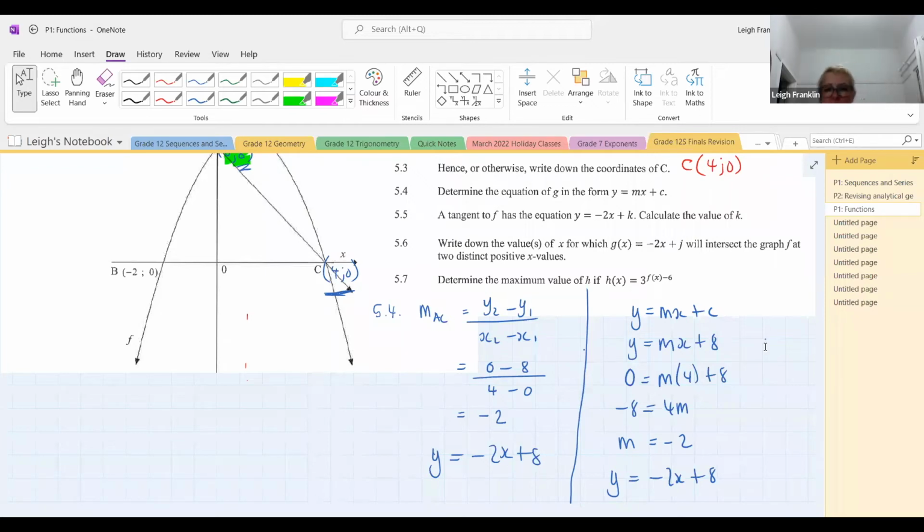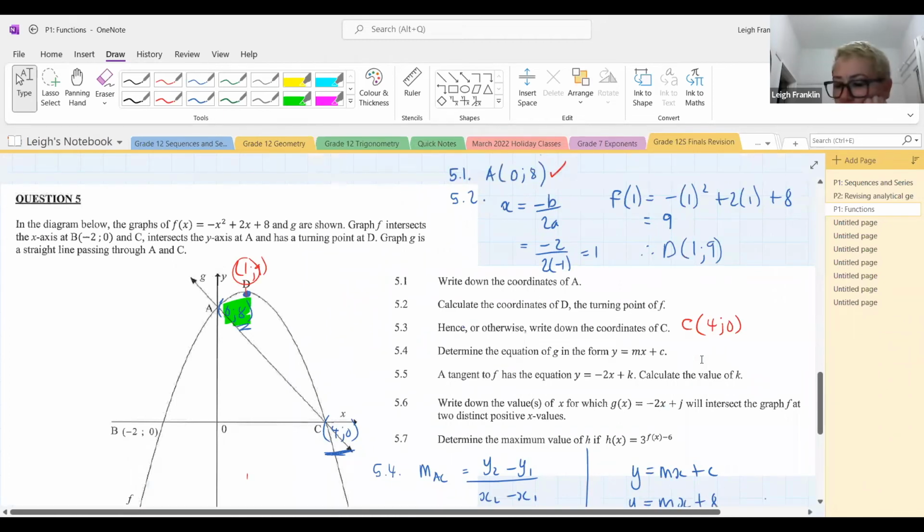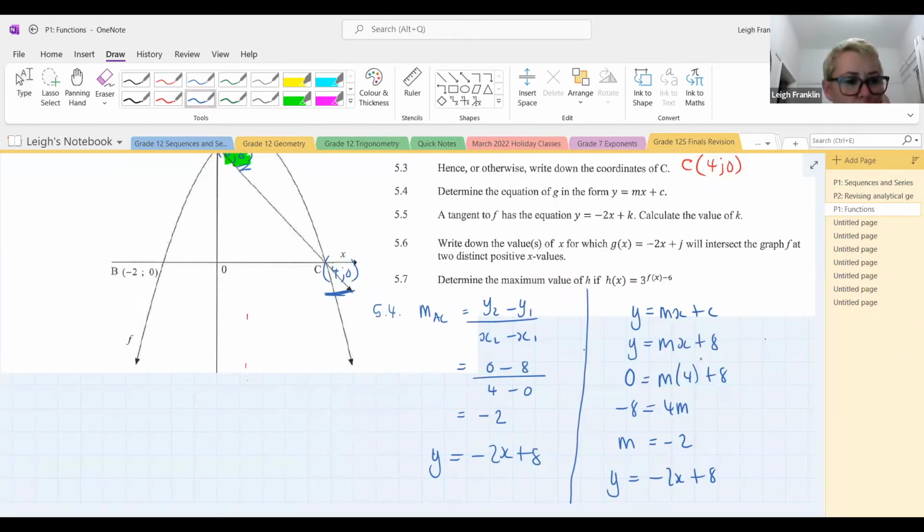So in other words, they want us to calculate the value of the y-intercept of this tangent. In other words, where does the tangent cut the y-axis? How are we going to attempt this question? What would we do here? What do you guys think? What are we going to do here?